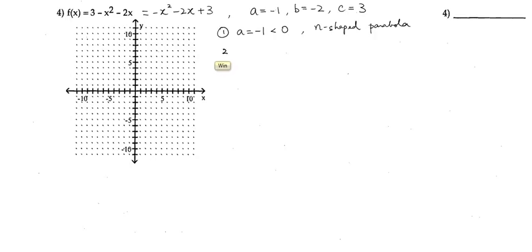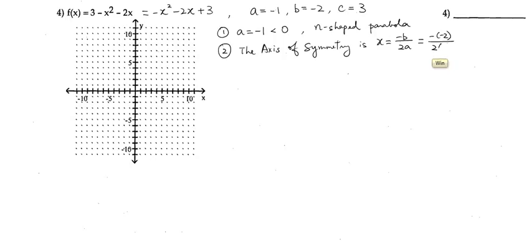Number 2, can we find the axis of symmetry? The axis of symmetry will be the vertical line x equals -b over 2a. So we have -(-2) over 2 times -1. That would give you 2 divided by -2, which is -1. So x equals -1 is the axis of symmetry.